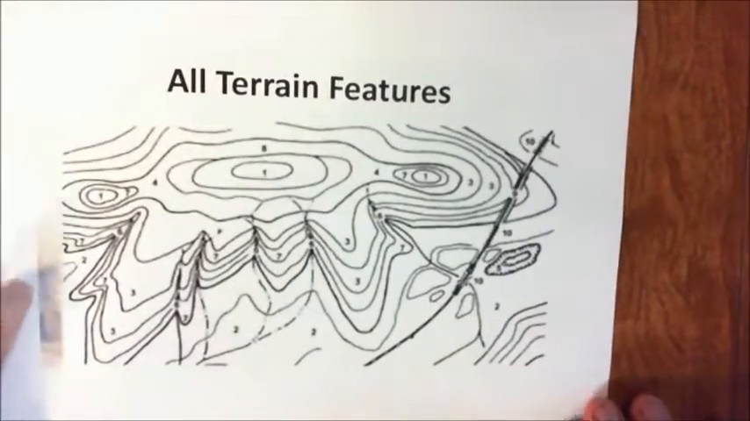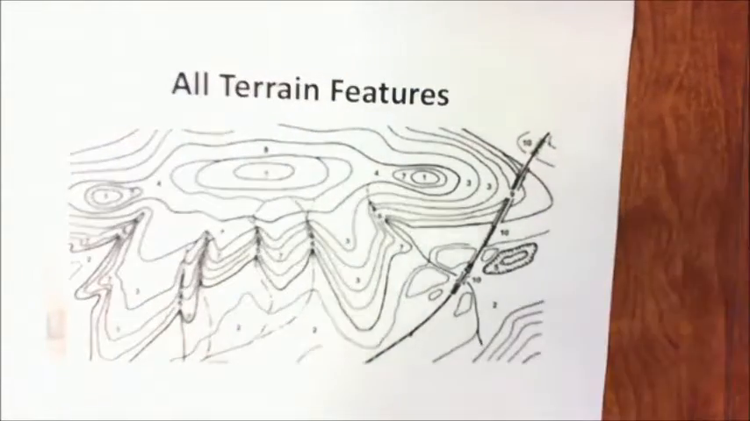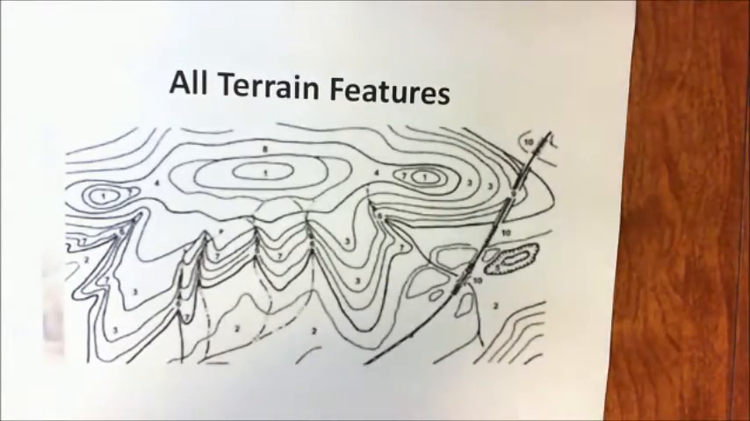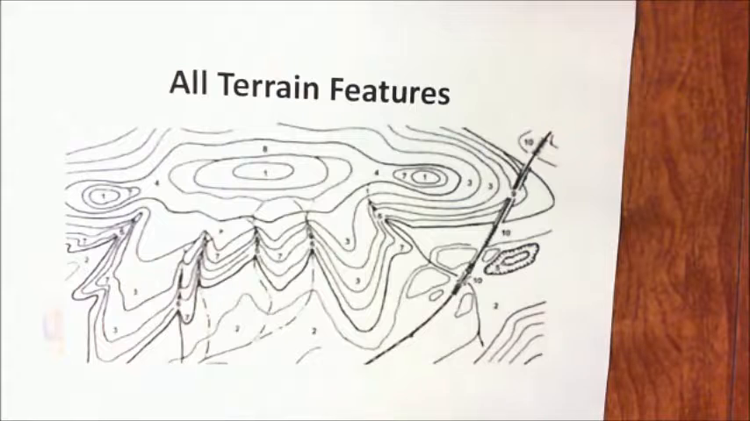So here we go. We're going to try to put this all together. So I'll give you a minute. Just look at this. See what you see so far. Can you identify a hilltop? Can you visualize the ridge? Can you visualize the spur? A draw?